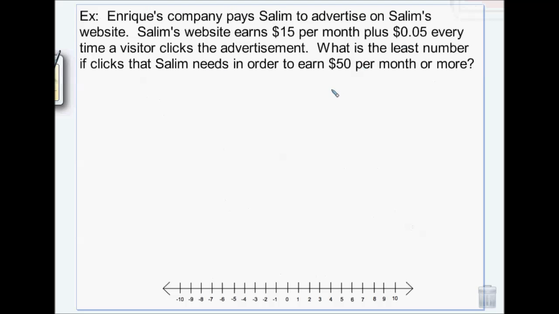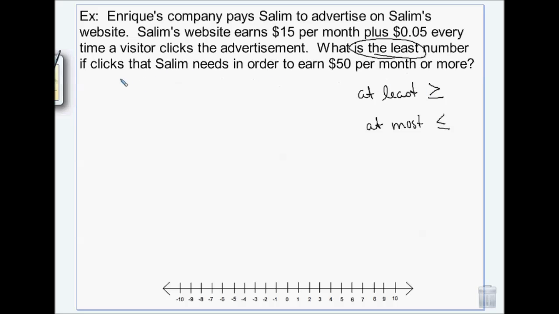Website earns $15 per month plus 5 cents every time a visitor clicks the ad. And we want to know what is the least number of clicks that Salim needs in order to earn $50 per month or more. Okay, whenever you're talking about least or most, so at least or at most. So we were saying he wants at least $50, right? So at least is going to be greater than or equal to. If you're talking about at most, it's less than or equal to. Okay, but we want at least $50.